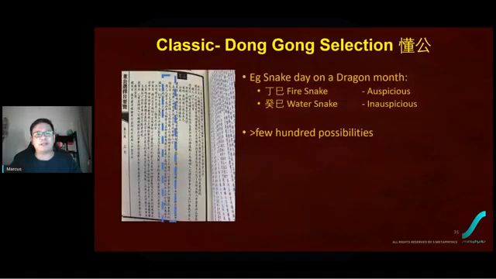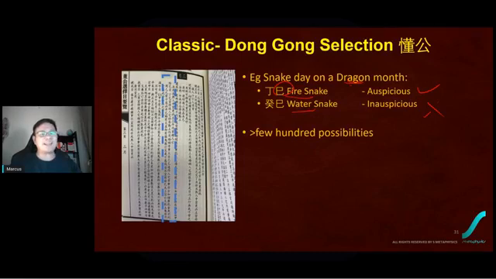Let's say it's still a snake day. Still a snake day, but a fire snake day in a dragon month is good, but a water snake day in a dragon month is not good. See, this is the level of one layer down, one layer up in terms of detail where the Tong Gong is trying to say. And then there are more than a few hundred possibilities.